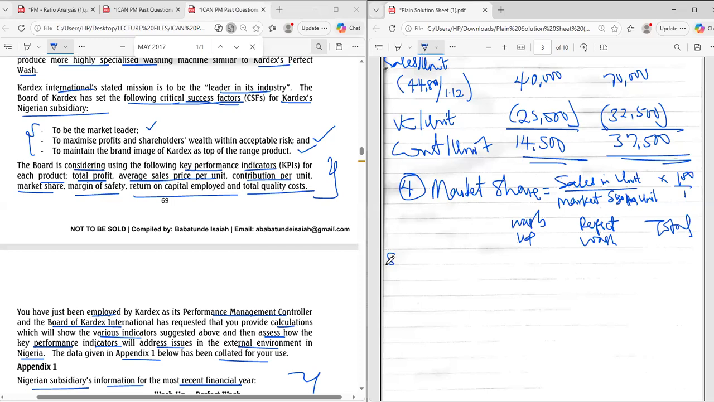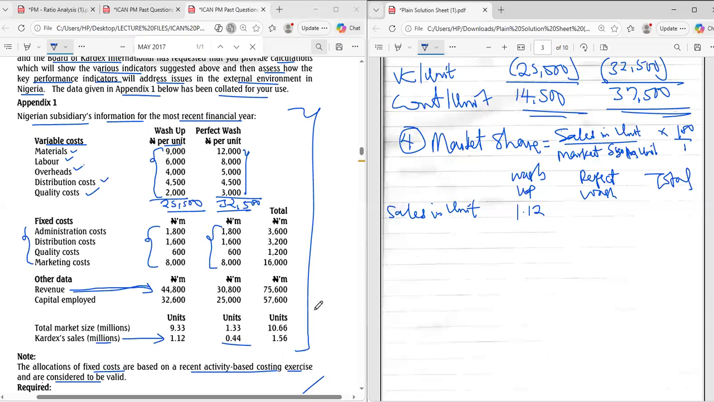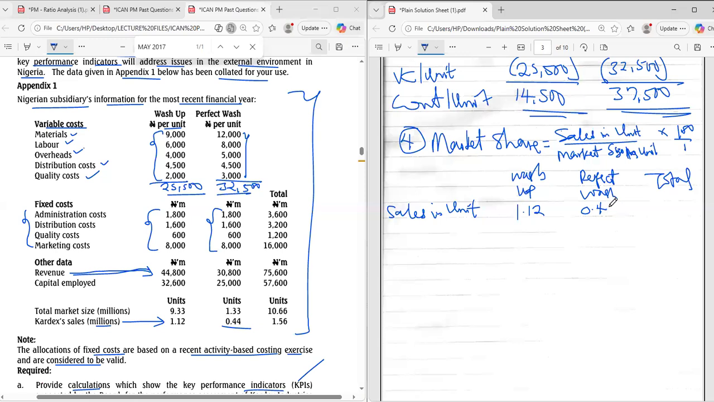So what are sales in units? 40,000. 1.12. 0.44. You can add up. Then what is our market size in units? Market size, 9.33. 1.33. Divide, and put it in percentage, please.